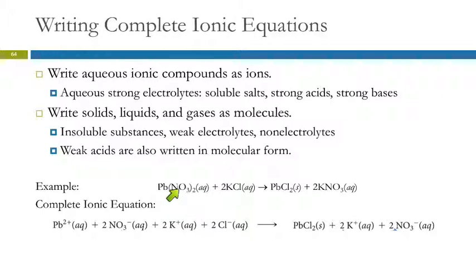I don't want to separate nitrogen and oxygen, though. That's an intact polyatomic ion. Here I've got 2 formula units of potassium chloride. Separating those into ions, I get 2 potassium ions and 2 chloride ions. On the product side, PbCl2 is a solid. It's nice when you see S, L, or G because you don't have to do anything. Just copy it down. There we go. Aqueous again, so we have to separate this. 2 of those units gives me 2 potassium ions and 2 nitrate ions.